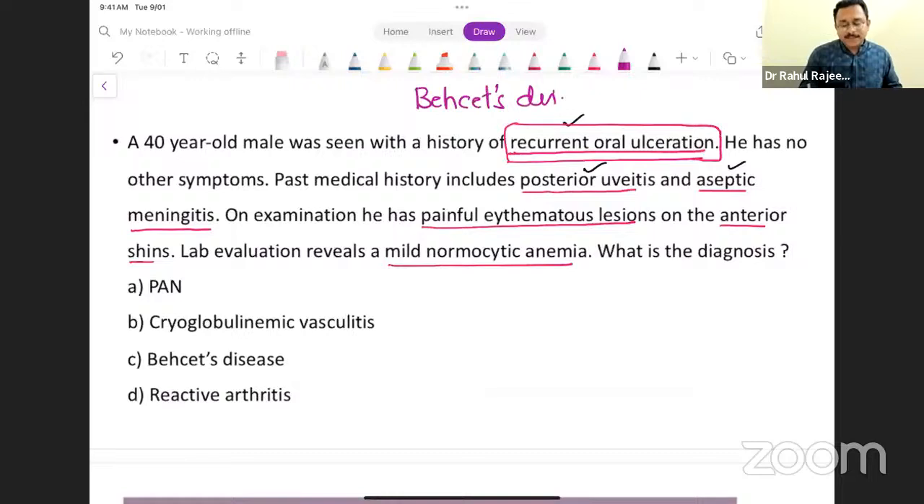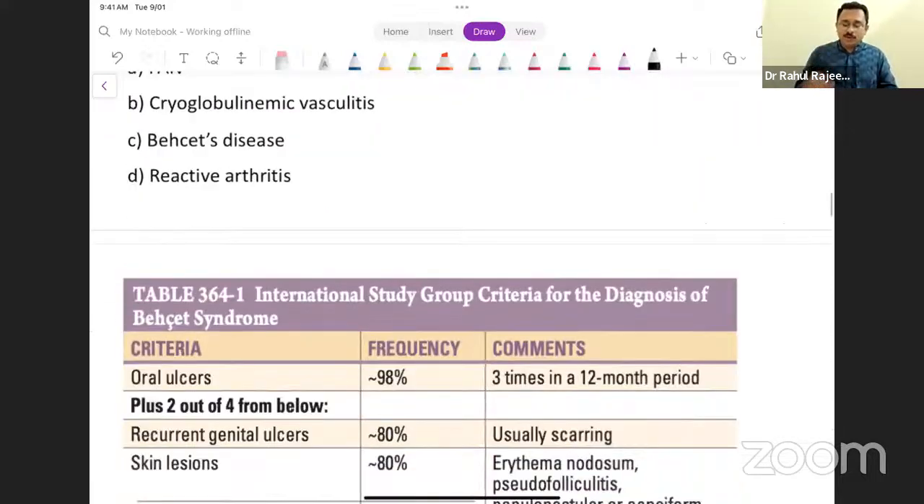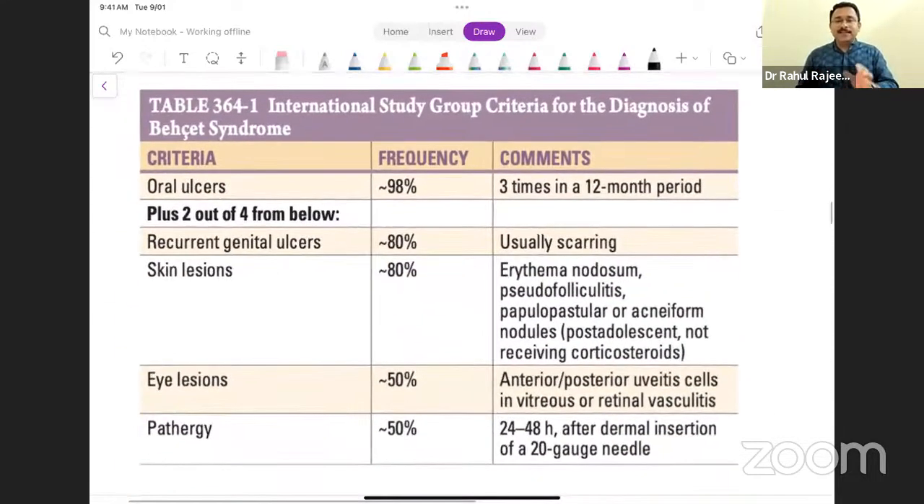Behçet's disease. See, oral ulcers can occur due to multiple reasons. But when you get oral ulcers in the context of a multi-system involvement, you should definitely think of Behçet's disease. And if you look at Harrison's textbook, you will see there is a criteria for diagnosis of Behçet's. There is one important MCQ that has been previously asked: which is the most common manifestation of Behçet syndrome? They'll give you oral ulcers, genital ulcers, skin lesions, eye lesions. So these will be the options.